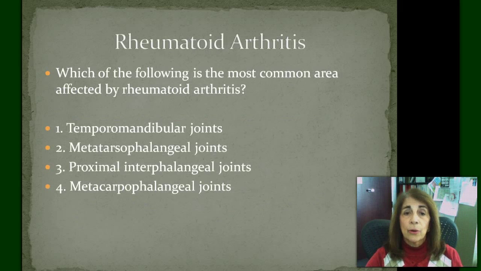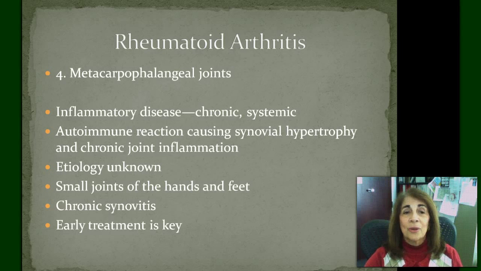First question: which of the following is the most common area affected by rheumatoid arthritis? 1. Temporomandibular joints. 2. Metatarsophalangeal joints. 3. Proximal interphalangeal joints. Or 4. Metacarpal phalangeal joints. Do you remember your anatomy? Number 4. Metacarpal phalangeal joints.